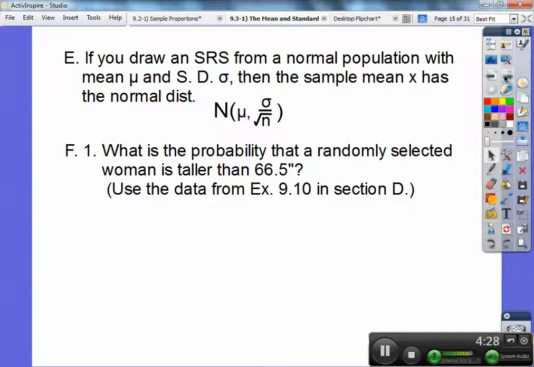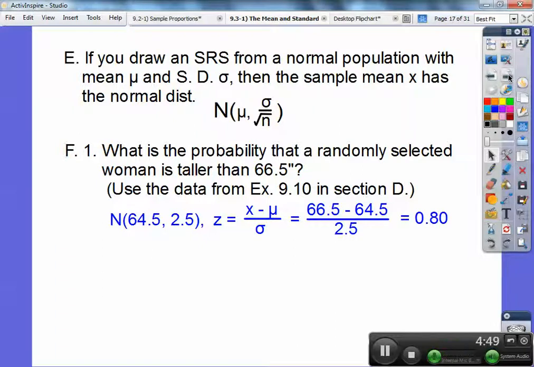What's the probability that a randomly selected woman, a single woman, is taller than 66.5 inches? Okay, we're going to use that data we just got done with. Notice it was normal, so I'm going to go ahead and plug it in. This is my x right here. This is the number we're focusing on, so that goes right here. The 64.5 is the mean, and the standard deviation is 2.5.